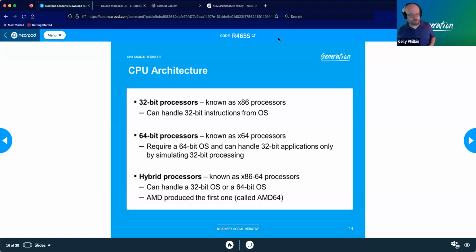Now, 64-bit processors require a 64-bit operating system, but they can handle 32-bit applications. So they can simulate down to a lower-level processor in order to run these applications. However, a 32-bit processor requires a 32-bit operating system and cannot run 64-bit applications. You can't train it to be better. I cannot train a Honda Civic to run like a Lamborghini, but I can drive a Lamborghini like a Honda Civic, right?